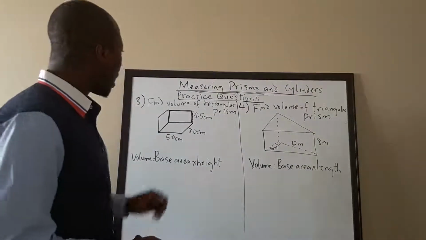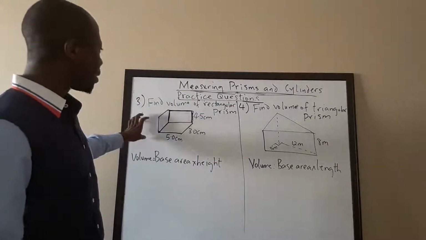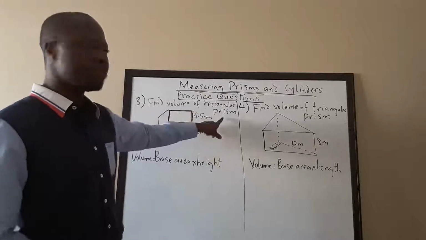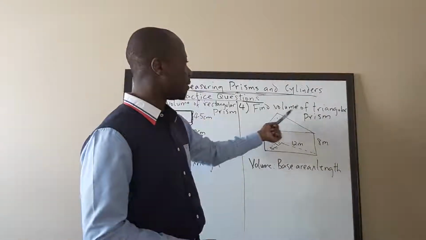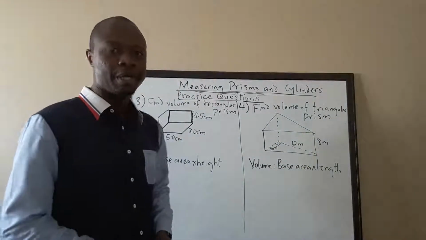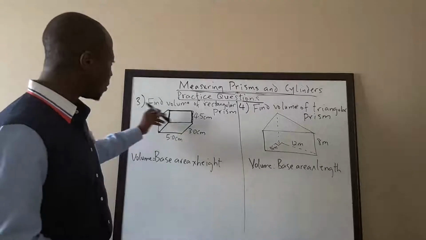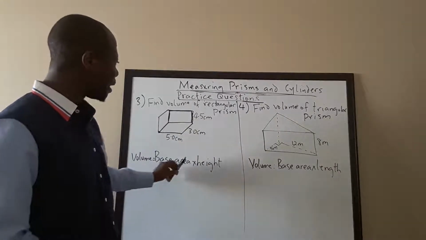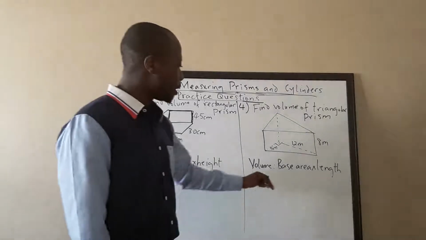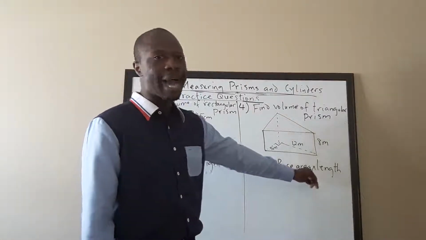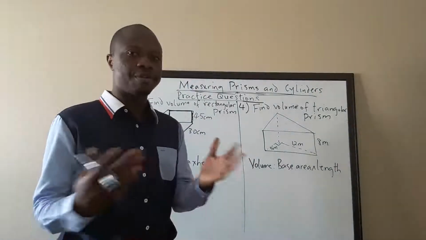Alright, so questions 3 and 4. Question 3 is talking about finding the volume of a rectangular prism. Question 4 is talking about finding the volume of a triangular prism. So the formula for the volume of a rectangular prism is the area of the base times the height, and the volume here is the area of the base times, we choose to call it the length. It just makes it less confusing.